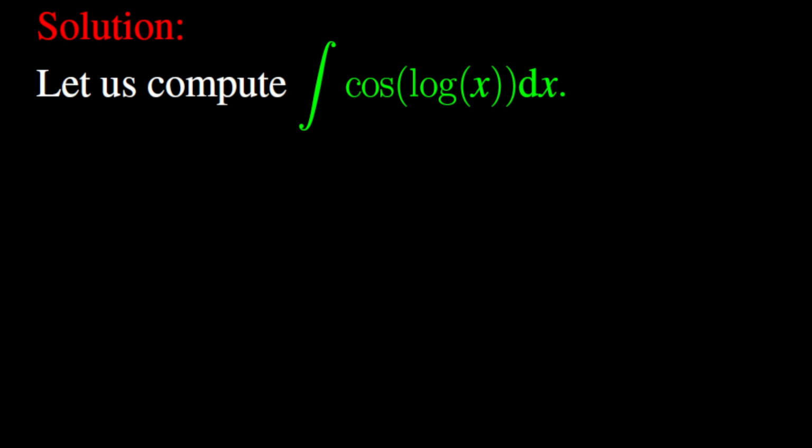When we look carefully at the function cosine of log of x, the first thing that comes to mind is that this function is a composition of two functions, the cosine function and the logarithmic function. This suggests that we should first start with the u substitution method. It is evident that the natural choice for the parameter u should be the inner function. Thus, u should be log of x.